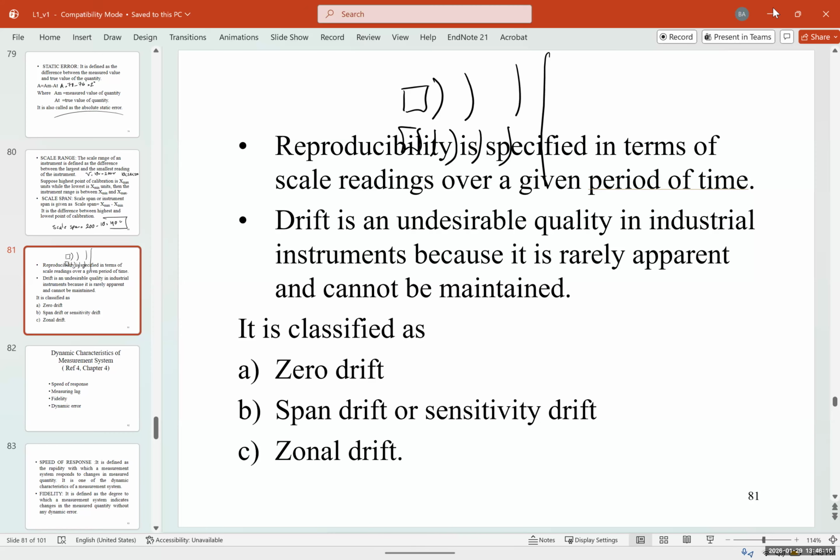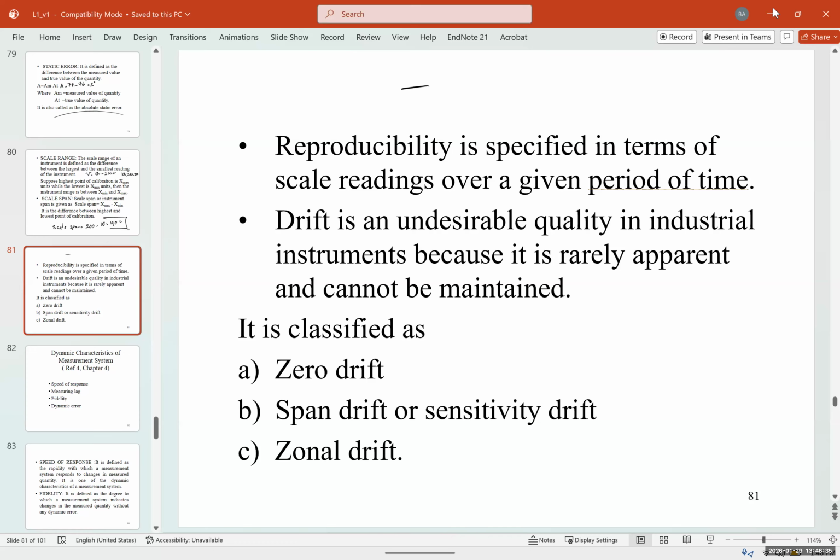Imagine you want to measure a voltage in a grid, and the instrument shows different results in cold weather compared to hot weather. Therefore, you don't get the accurate reading that you're looking for. So that's going to be a problem.